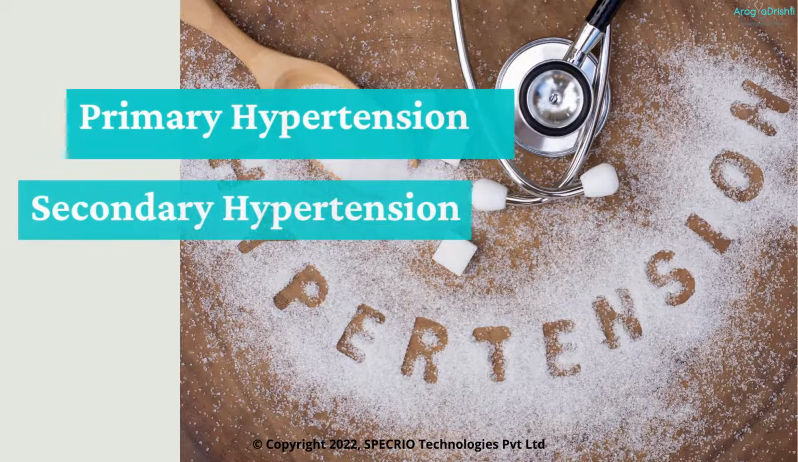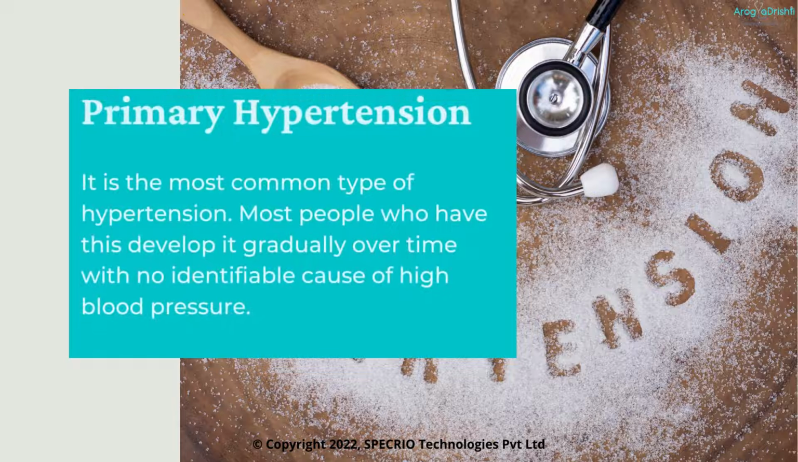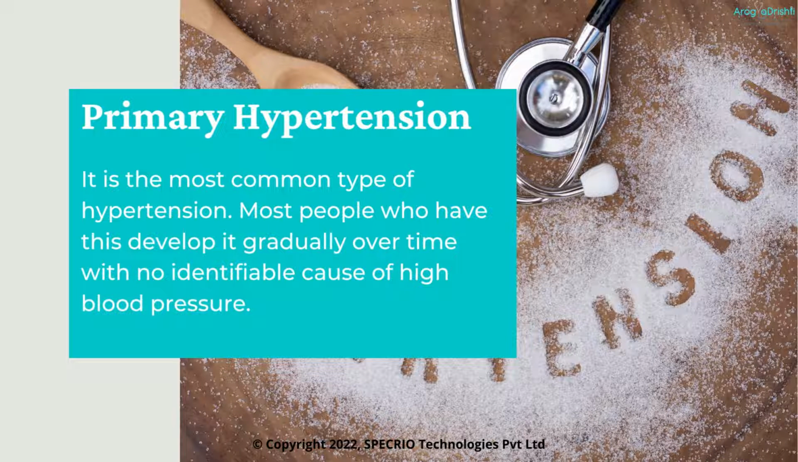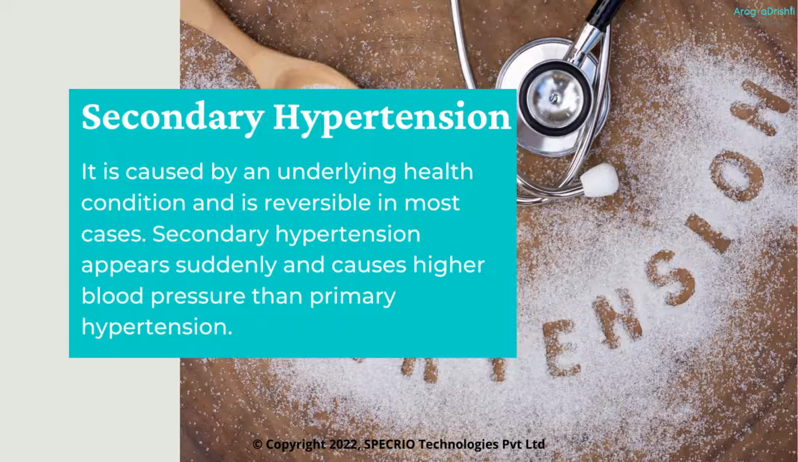There are two types of hypertension: primary or essential hypertension and secondary hypertension. Primary hypertension is the most common type of hypertension. Most people who have this develop it gradually over time with no identifiable cause of high blood pressure. On the other hand, secondary hypertension is caused by an underlying health condition and is reversible in most cases. Secondary hypertension appears suddenly and causes higher blood pressure than primary hypertension.